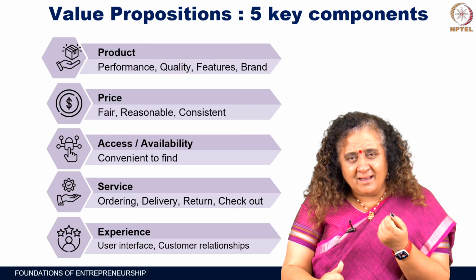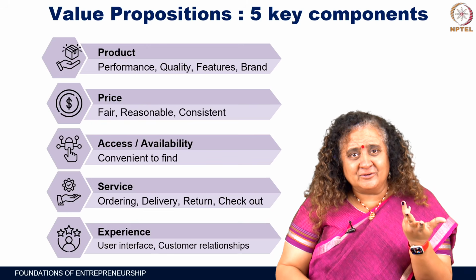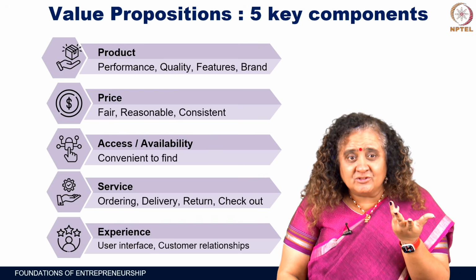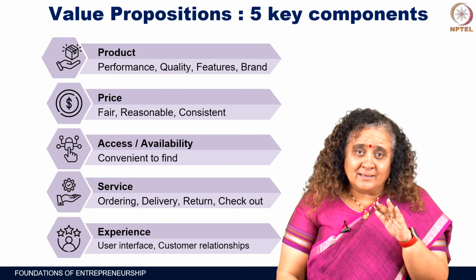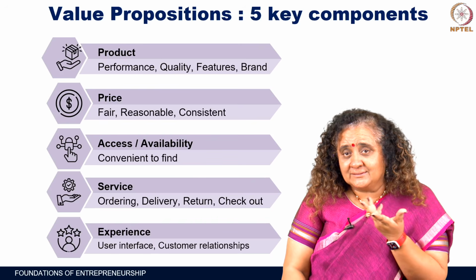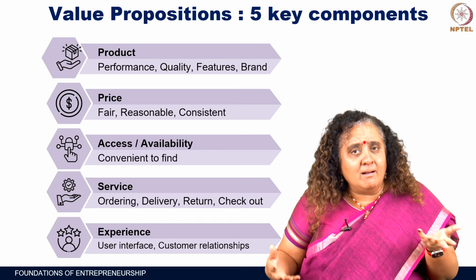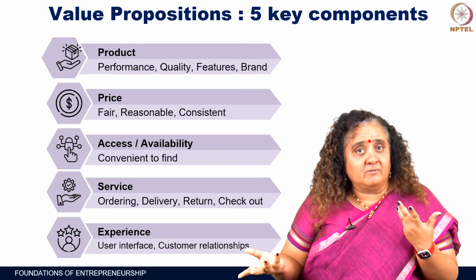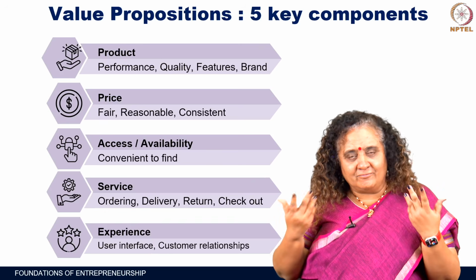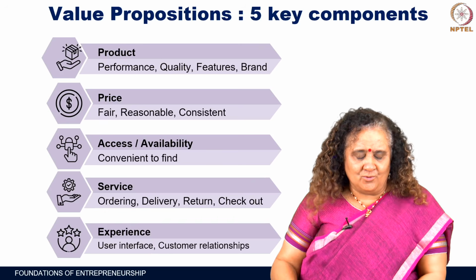Access. I'll give you any number of examples of FMCG products. We buy brand A because that is what we get where we want to go. The other one I may want, but it is not available at this point of time, and this is true of brands that you know of.